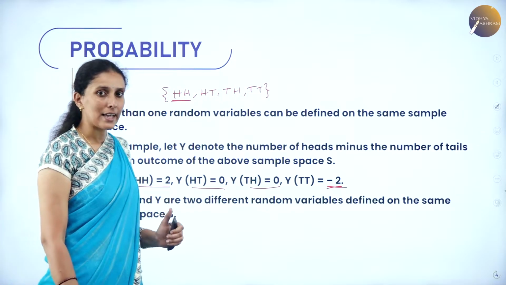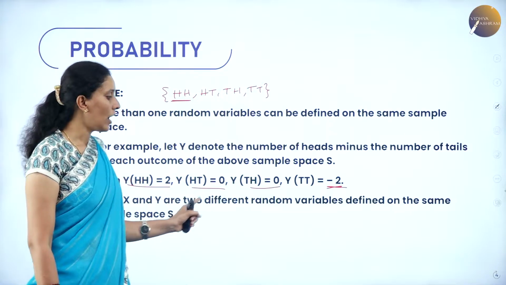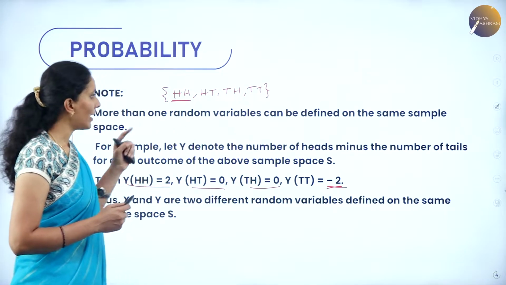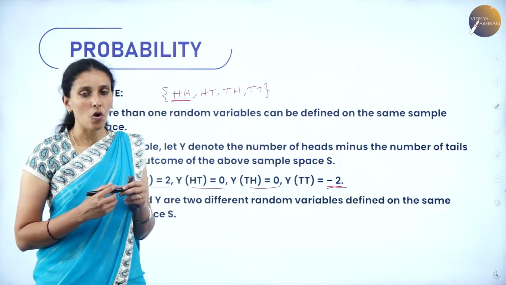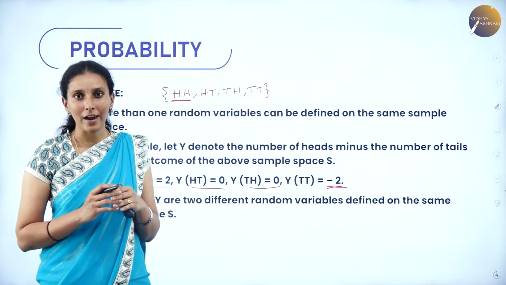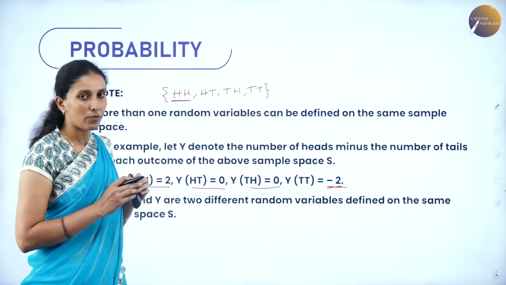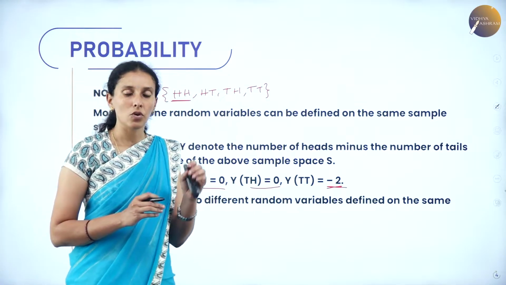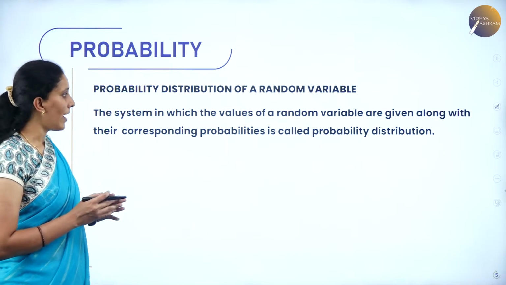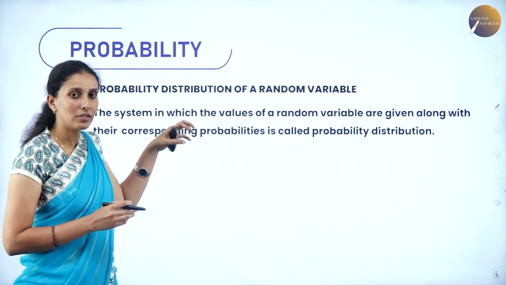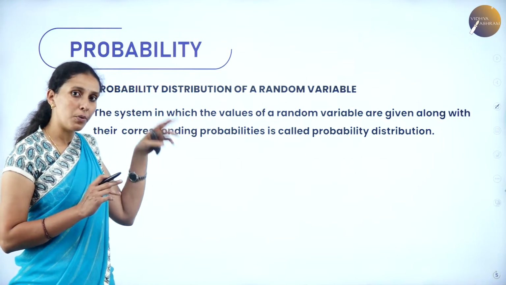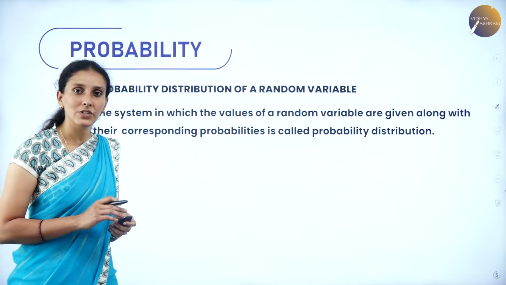Hence, we can say X and Y are two different random variables defined on the sample space of the experiment where we are tossing two coins simultaneously. Like this, we can have any number of different random variables applying the conditions for the given sample space. So these are called random variables. And probability distribution is nothing but the system which gives the values of a random variable with the help of the probabilities. In terms of probability, it is called a probability distribution.